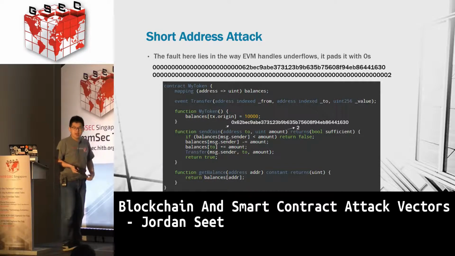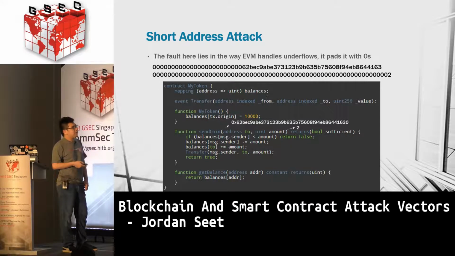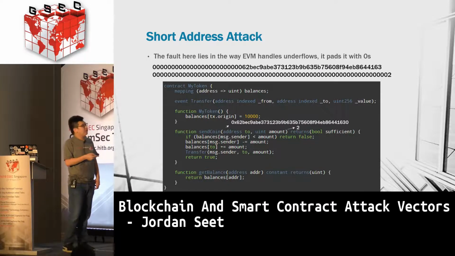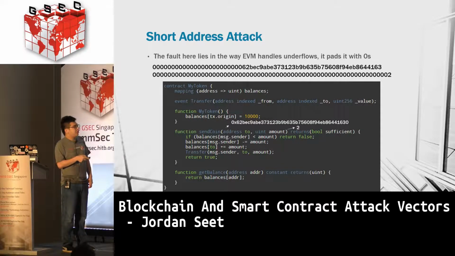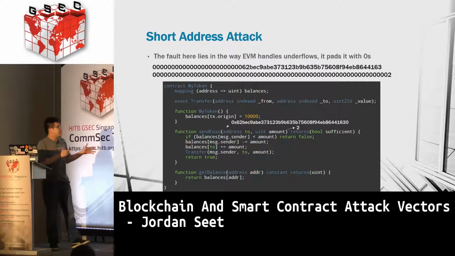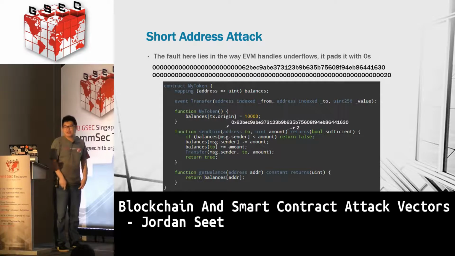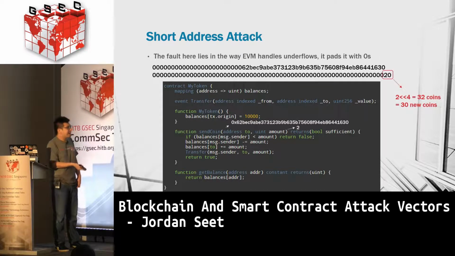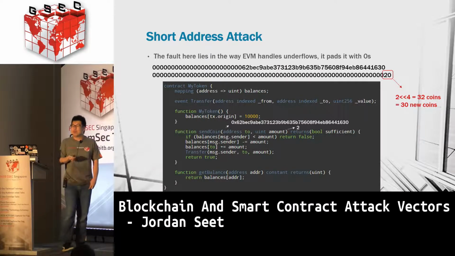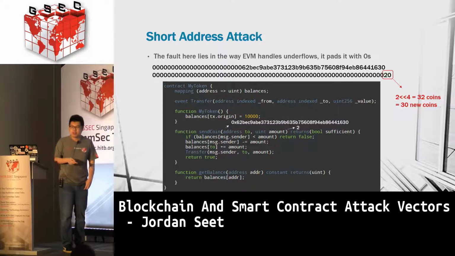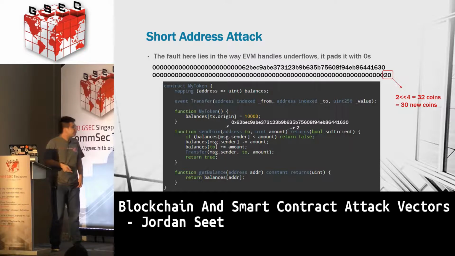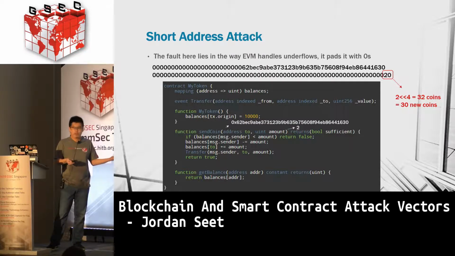What happens if I delete a 0 from this? Because I know that it will pad it with 0 eventually, right? So I remove a 0 from the last digit of the address, and the results were quite astounding. The virtual machine essentially just padded it. It took the 0 from the address, realized that this didn't fulfill the number of bytes required, so it padded it with 0. That's a problem because now you have 30 new coins generated from nowhere. I hope my calculation's right. It's a bitwise operator, arithmetic shift. So yeah, from nowhere you generate 30 new coins.